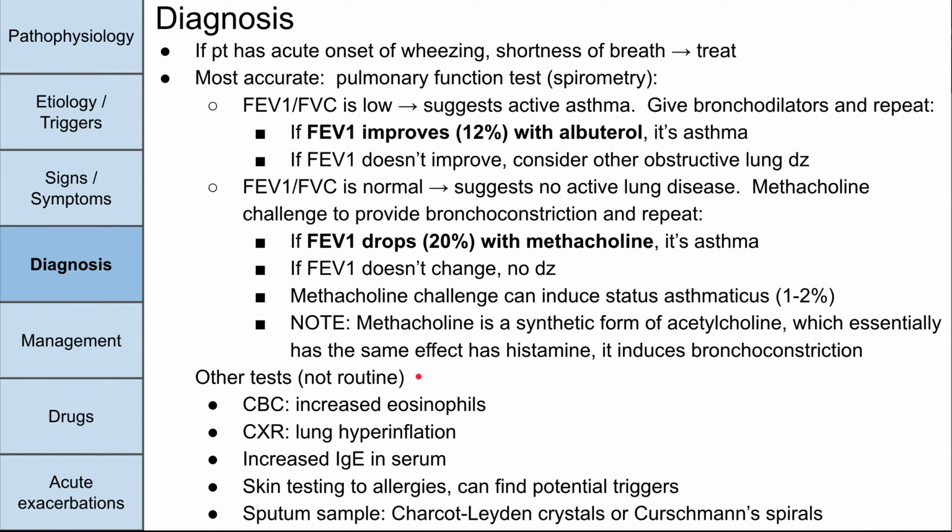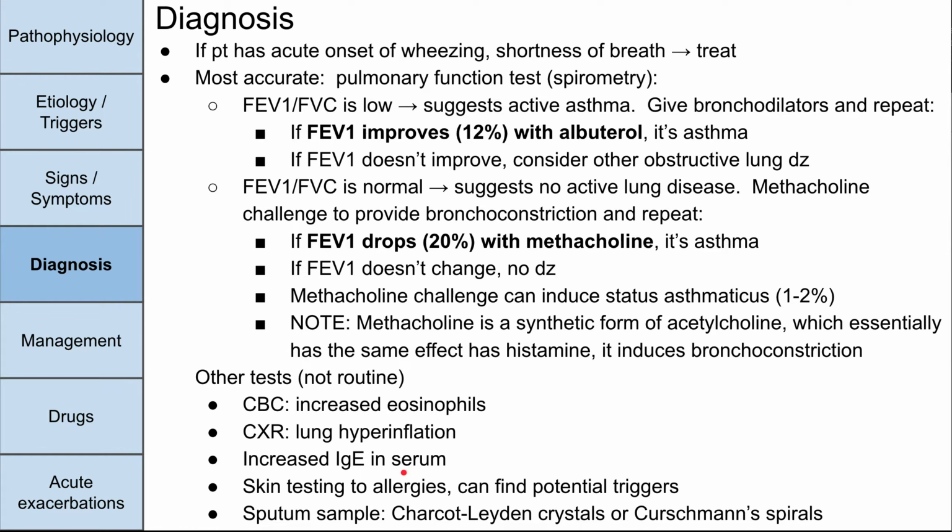You would not do these routinely, but they can help lead you to the diagnosis, and you might do these to kind of rule out other lung conditions. For instance, you might do a chest x-ray to rule out pneumonia, and you might notice on chest x-ray that the patient has lung hyperinflation. So that would be a sign that they might have asthma. On a complete blood count, you might see increased eosinophils. If you're testing the blood for IgE, that might be increased in asthma.